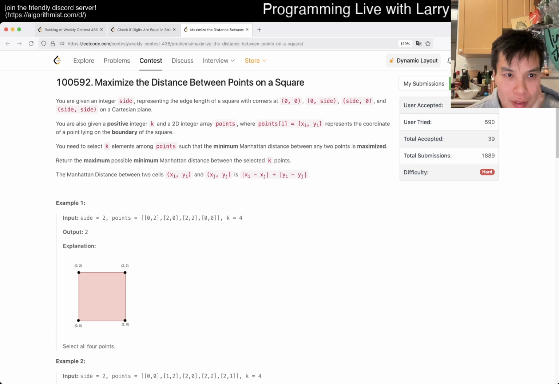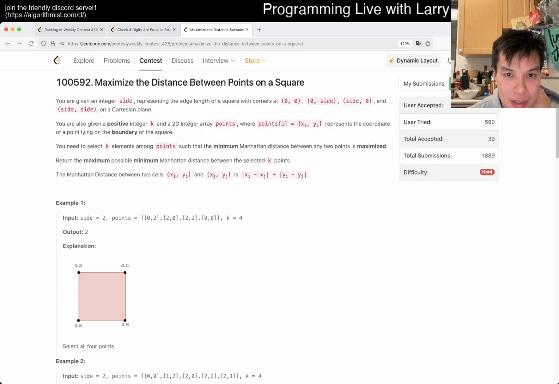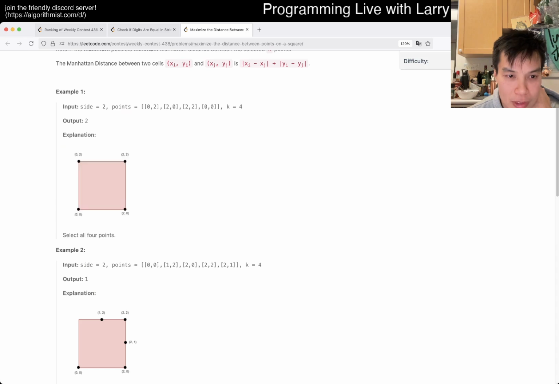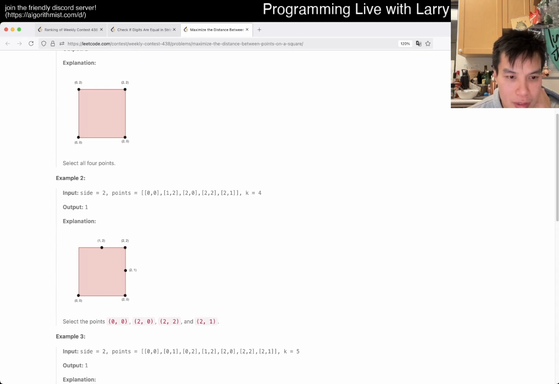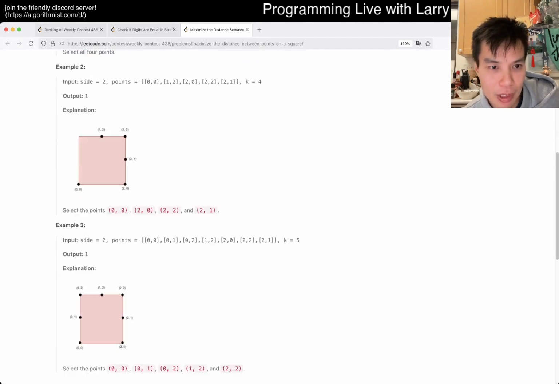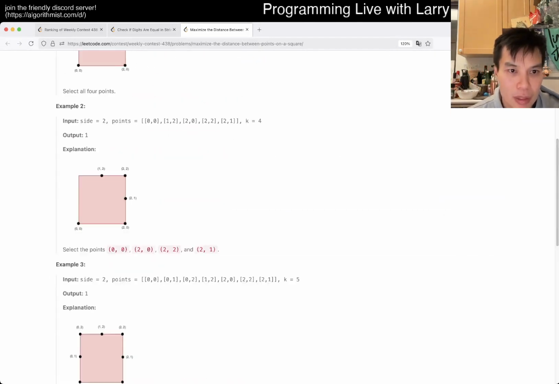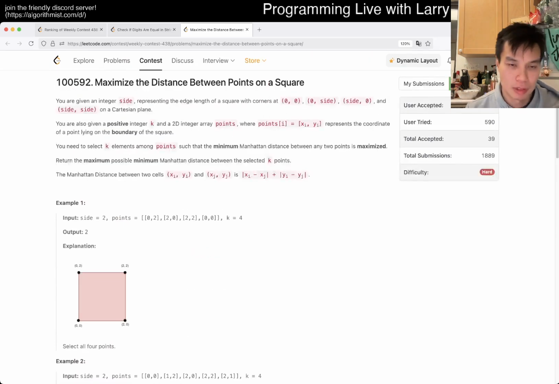Alright. You have a square. Choose k is equal to 4. What's k? Choose such that. Okay, so you just put on the 4 corners. Oh, you have to choose k of those points. So you have all those points and you have to choose a subset of them. But they're all on a square.